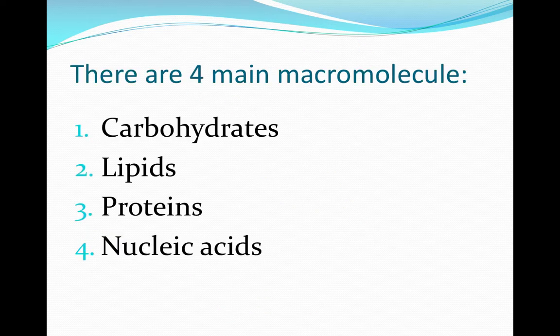Okay, at this point you should have drawn your 6 monomers and your polymer from your 6 monomers. So we can move on to talk about the 4 main macromolecule groups, which you guys are already familiar with: carbohydrates, lipids, proteins, and nucleic acids. If you need to, you can pause the video now to keep writing down. I'm going to move on.